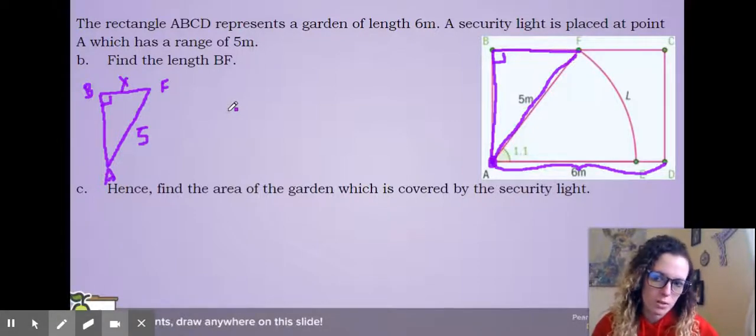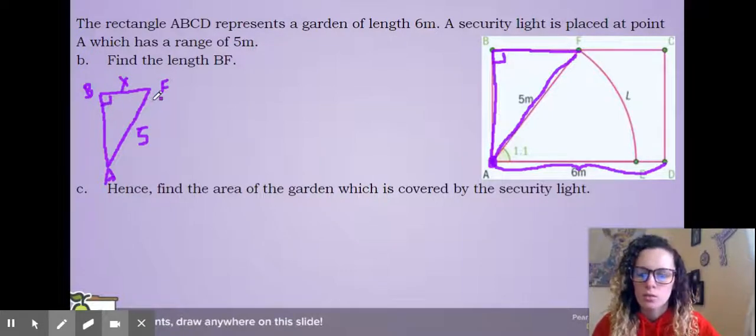The question mark with SOHCAHTOA then is you can't use the 90-degree angle, right? So I would need to know either this angle at F or this angle at A. I'm going to focus on the angle at F, refresh on our geometry a little bit.